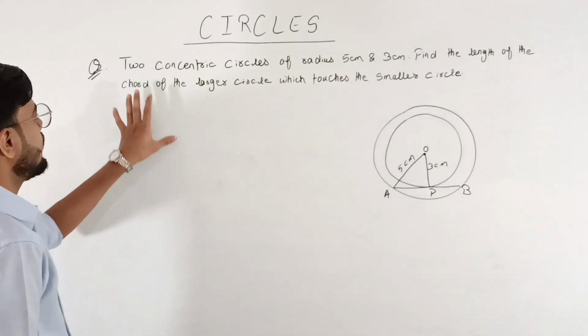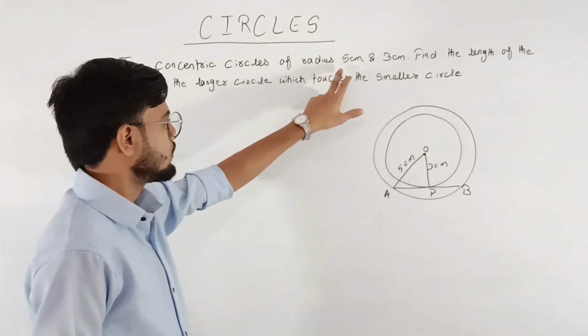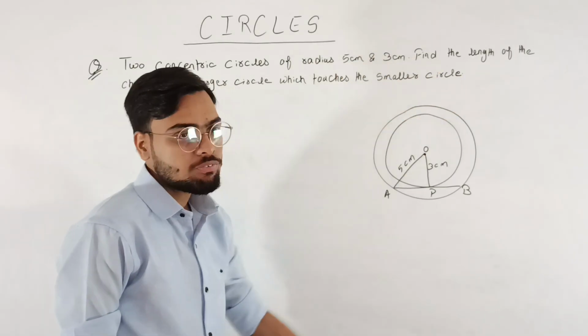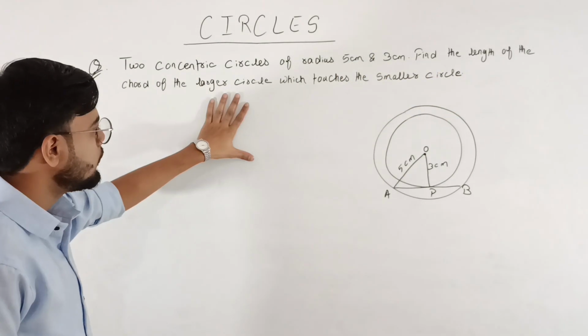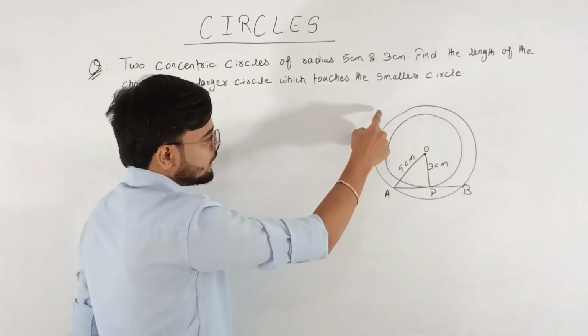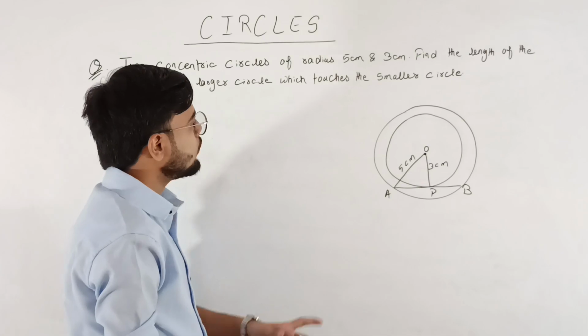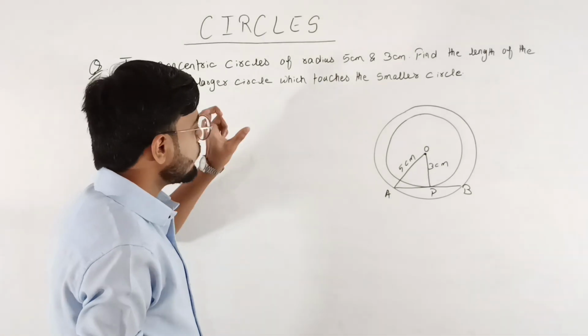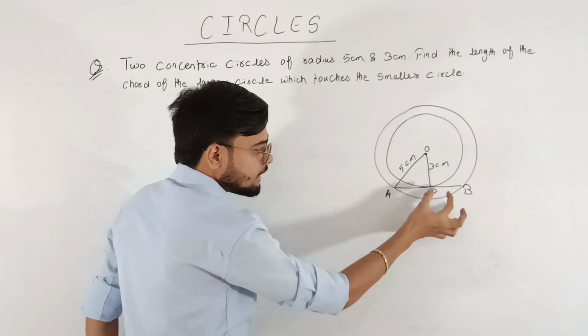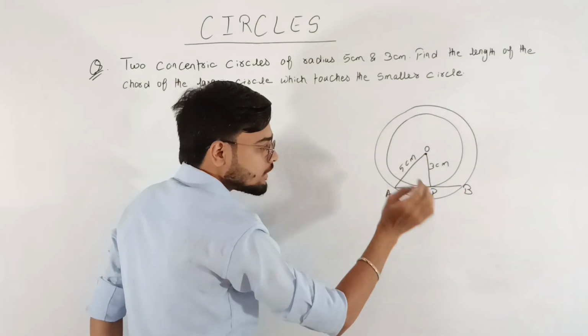Question is what? There are two concentric circles of radius 5 centimeter and 3 centimeter. Then we have to find the length of the chord of the larger circle which touches the smaller circle. Look, these are my two concentric circles. First one is larger and second one is smaller. So look here, we have to find the length of chord of larger circle. So AB is the chord for larger circle, and this AB is tangent for smaller circle.